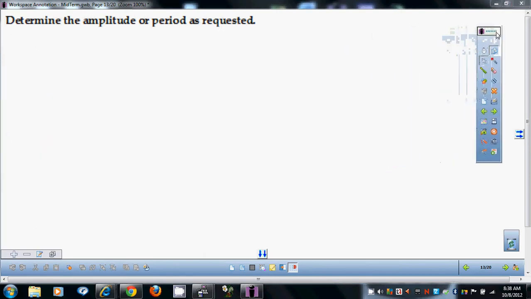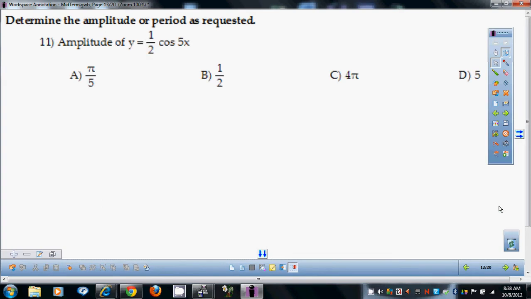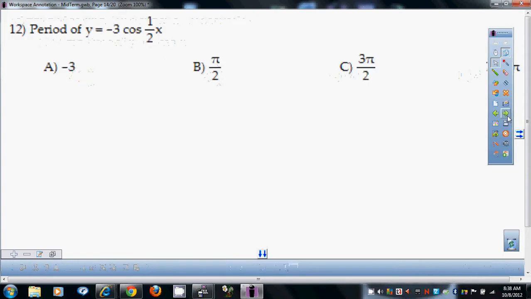Determine the amplitude or period as requested. Amplitude and period, that sounds familiar. What is it going to be providing me here? Yes, ma'am. That's right, for a trig function. Very good. It'll be giving me the y equals for a trig function, and I have to find whichever piece they ask me for. And Sarah, since I'm already on you, what is the amplitude of this thing? 1/2. The number in the front. If it was negative 1/2, it'd still be 1/2.